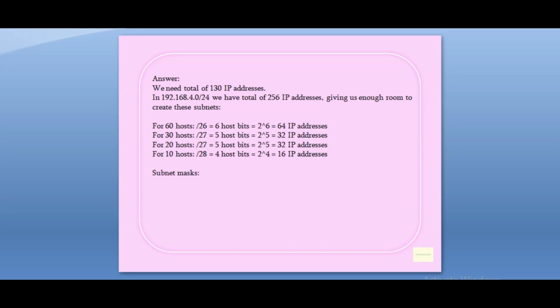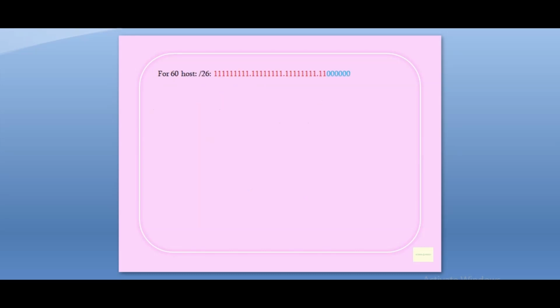Now let's take a look at the subnet mask for each of these subnets. For the subnet with 60 hosts, we used /26, which gives us the subnet mask of 255.255.255.192. For the subnets with 30 and 20 hosts, we used /27, giving us the subnet mask of 255.255.255.224. And lastly, for the two administrative departments having 10 hosts, we used /28, giving us the subnet mask of 255.255.255.240.